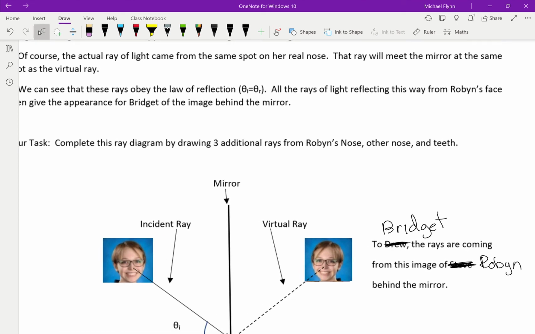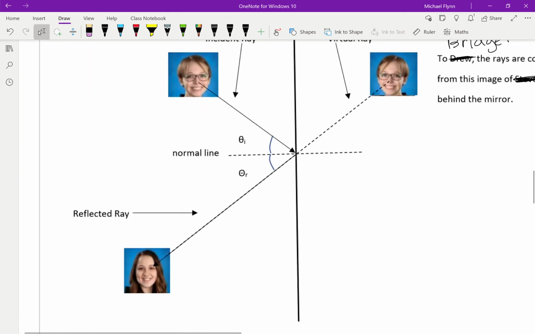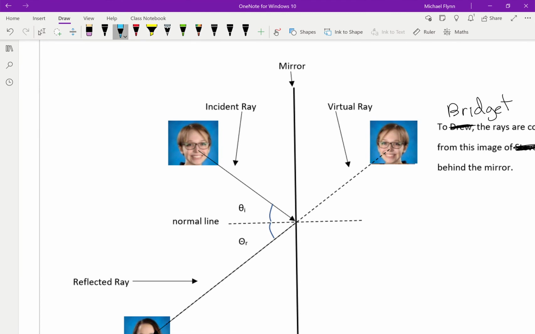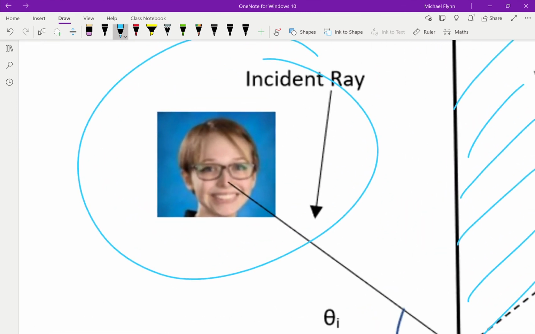Okay, now it says here, we can see that these rays obey the laws of reflection. So here's how you see an image. I just want to show you the mirror is on this side. So this is really Robin. This is the real Robin on that side, okay? And she's looking, here she is. There you are, Robin, okay?